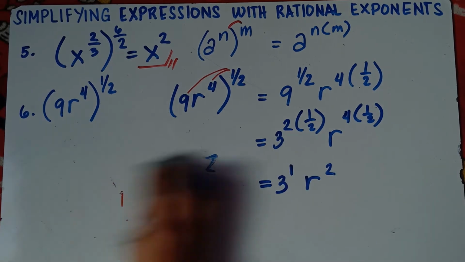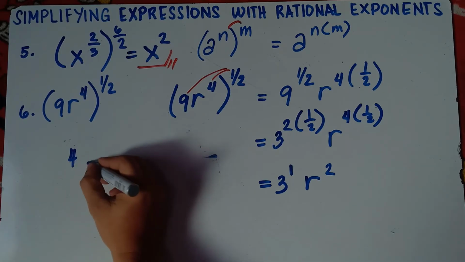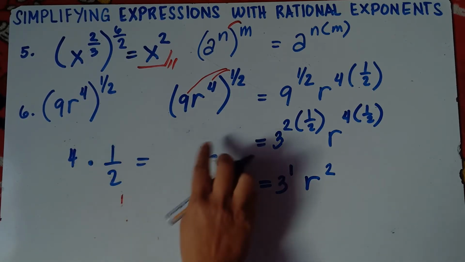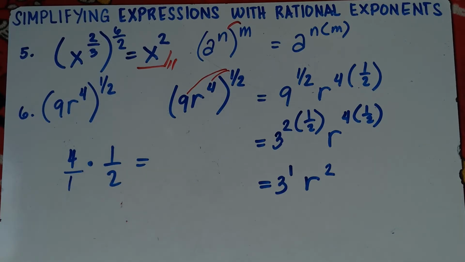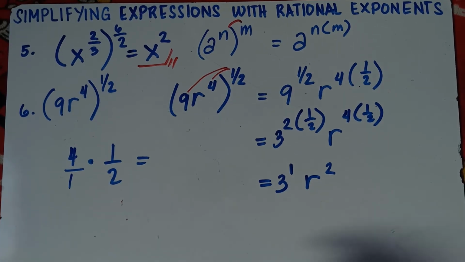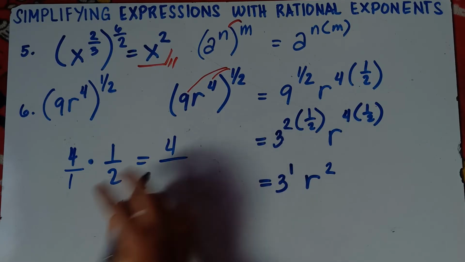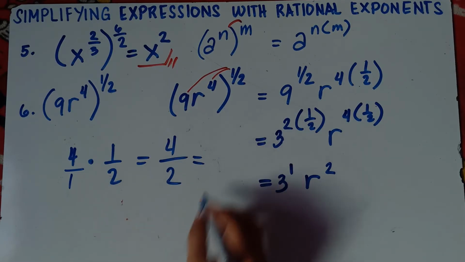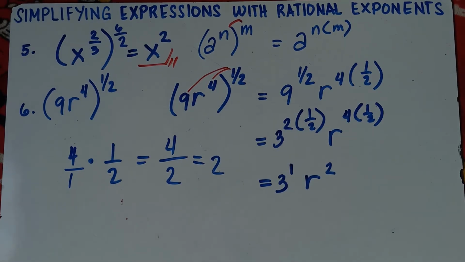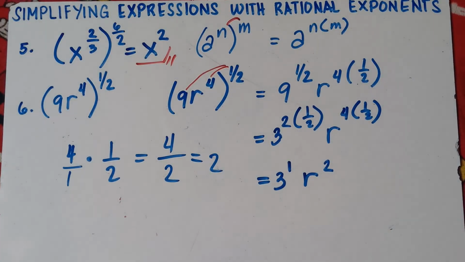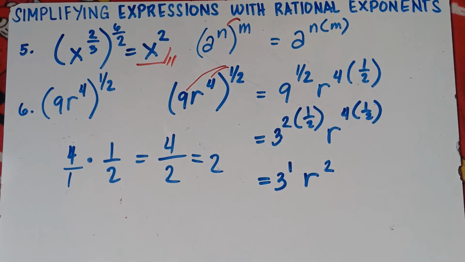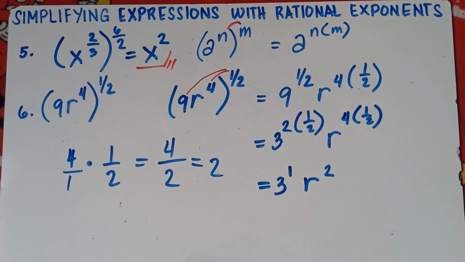Once again, if you're confused, 4 times 1/2, you can simply multiply the numerators. Understood that there's 1 in the denominator. So 4 times 1 is 4, 1 times 2 is 2, and 4 divided by 2 is 2. So you will get the same answer. Alright, so this will be r squared.